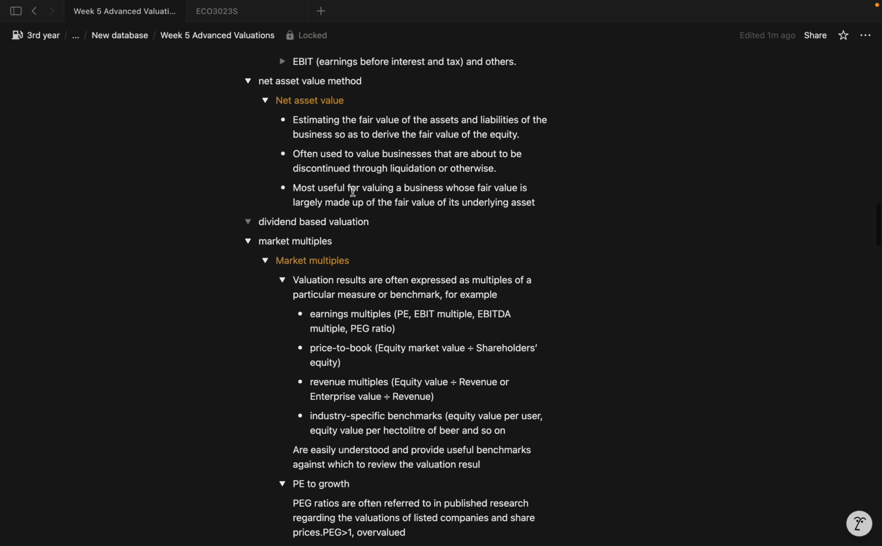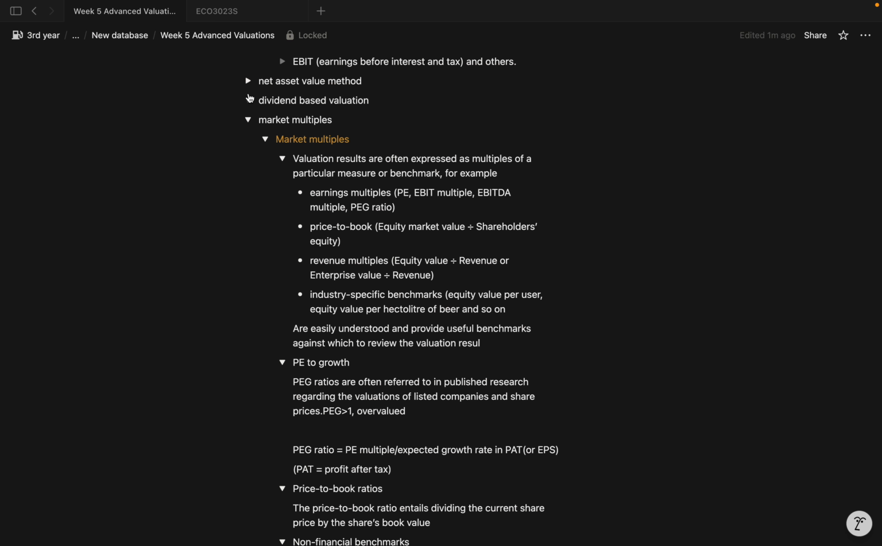The net asset value method: estimating the fair value of the assets and liabilities of the business so as to derive the fair value of the equity. So we often use that when we value businesses that are about to be discontinued through liquidation. It's most useful for valuing a business when the fair value is largely made up of the fair value of its underlying assets, so not really applicable to most of the questions that we would get. And so that would probably be if you had a huge manufacturing company that wasn't producing anymore. The main thing you care about is the capital, the factory, whatever.